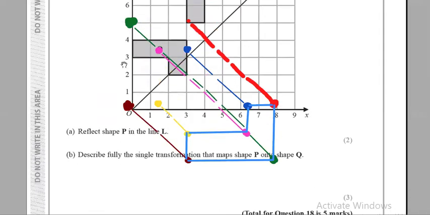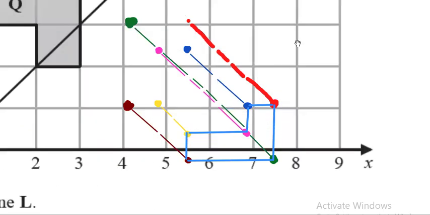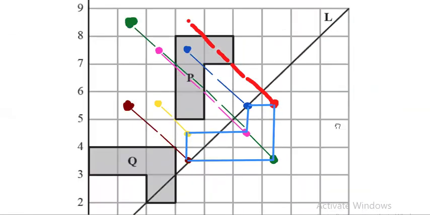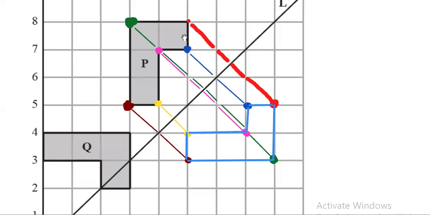Do we need the shape that we reflected? Describe, we have to call it, reflect the shape on the line. Now describe fully the single transformation between P and Q, so we don't need the new shape. So that's the idea of this question. We already answered. Let's zoom out. We found the places of the new points after reflecting on shape L.